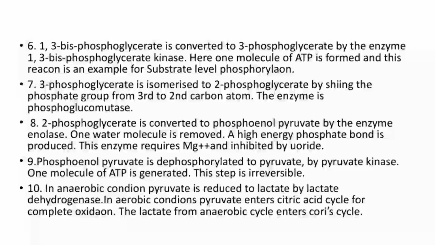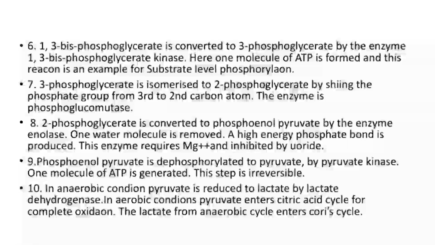It's also worth noting that enolase requires magnesium ions, Mg++, to function properly, and its activity can be inhibited by fluoride ions. Then, phosphoenolpyruvate is dephosphorylated to pyruvate by the enzyme pyruvate kinase. This step is critical because it generates another ATP molecule. Importantly, this reaction is irreversible, making it a key control point in glycolysis.